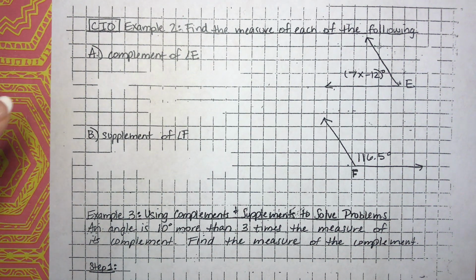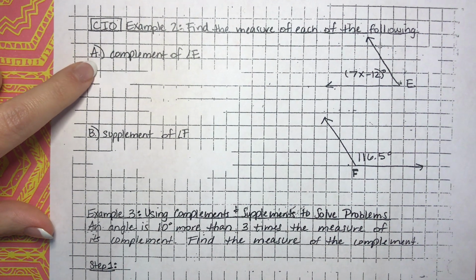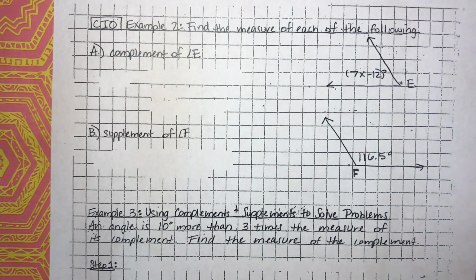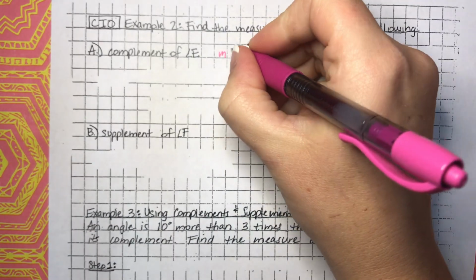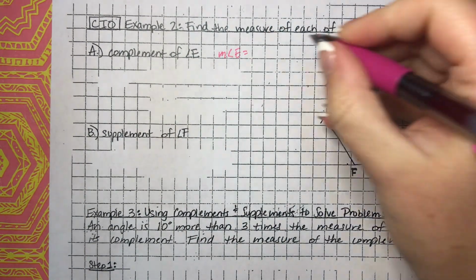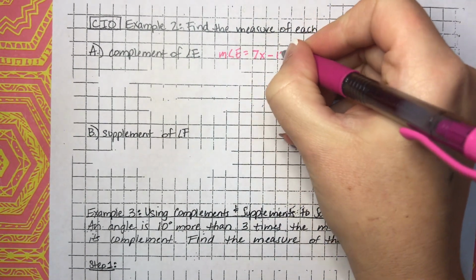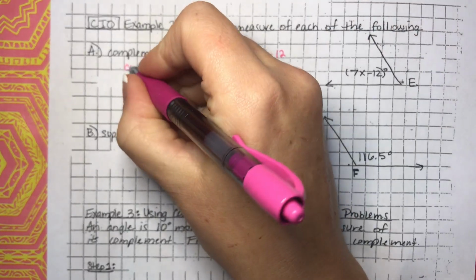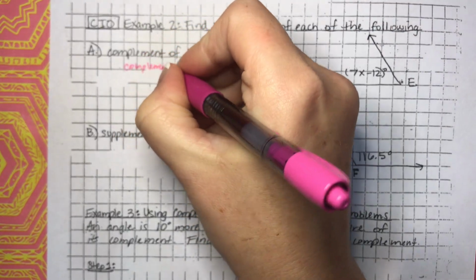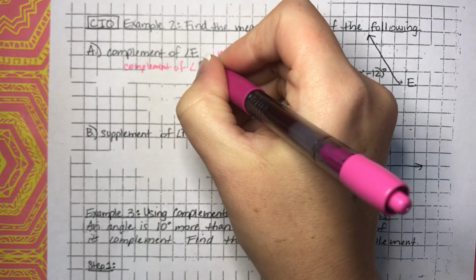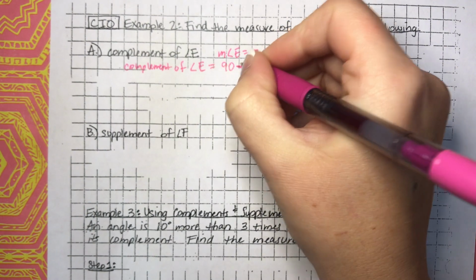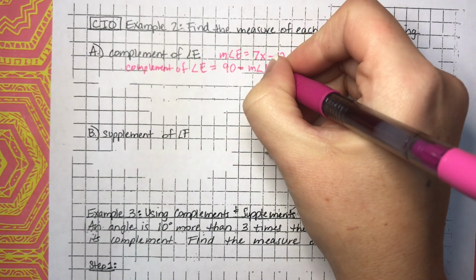All right, we are back. Let's go ahead and talk about it. So we have the complement. They're asking us to find the complement of angle E. So what is angle E? The measure of angle E is equal to 7x minus 12, right? Now we have to do the complement of angle E. So the complement of angle E, remember complement is 90, so it's going to be 90 degrees minus the measure of angle E.